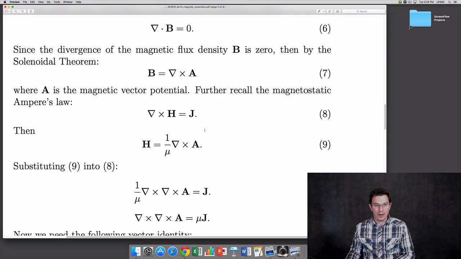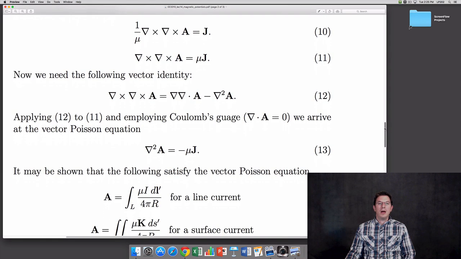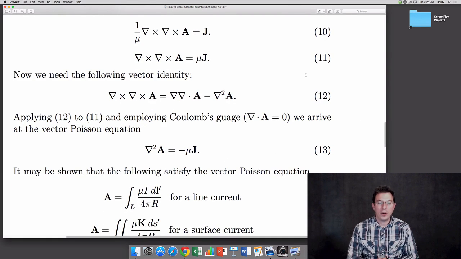Okay, our next move then is to substitute this expression right here for H into Ampere's law. So I'm going to substitute H right into here. When we substitute 9 into 8, we get 1 over mu curl of A is equal to capital J. Multiplying both sides through, we have curl of A is equal to mu J. I'm trying to derive a wave equation here, or I should say a particular equation. So just bear with me.